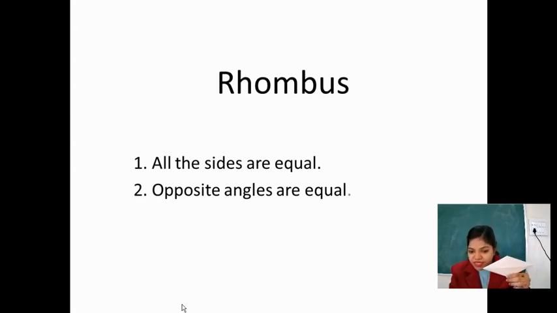In the rhombus, all the sides are equal. All the sides means four sides are equal in length. Okay? And opposite angles are equal. Opposite means this angle is equal to this angle. This angle is opposite to this angle. Right, students? So this is the rhombus. All the sides are equal.